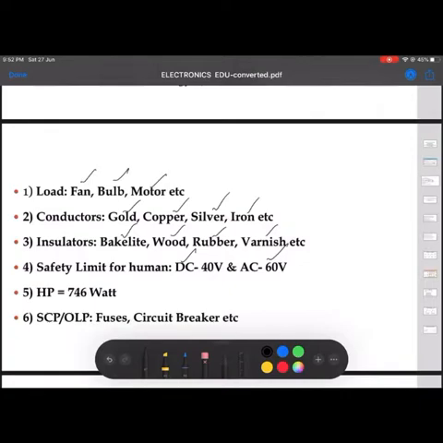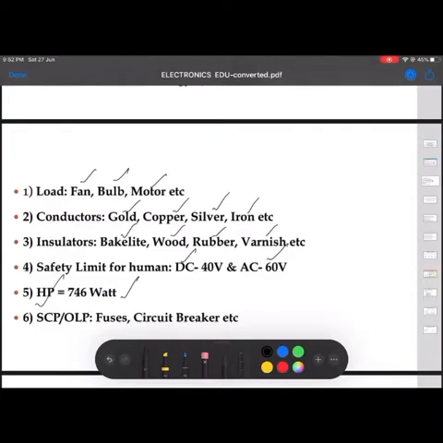Then whenever we are working with work-efficient devices and all, we normally measure in horsepower, and we should know 1 horsepower is 746 watt. So depending on the number of horsepower, we multiply with 746 watt to get the value in terms of watt.